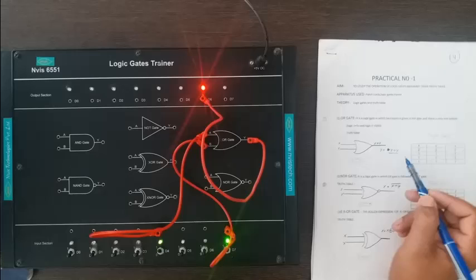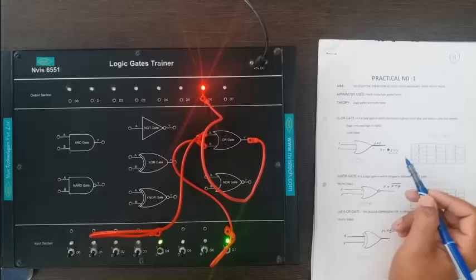Now you can see the symbol of NOR gate here. This is the symbol of NOR gate. This is the expression for NOR gate, x plus y whole bar. So when both inputs are low, your output should be high or 1. When both inputs are high, your output should be low or 0.